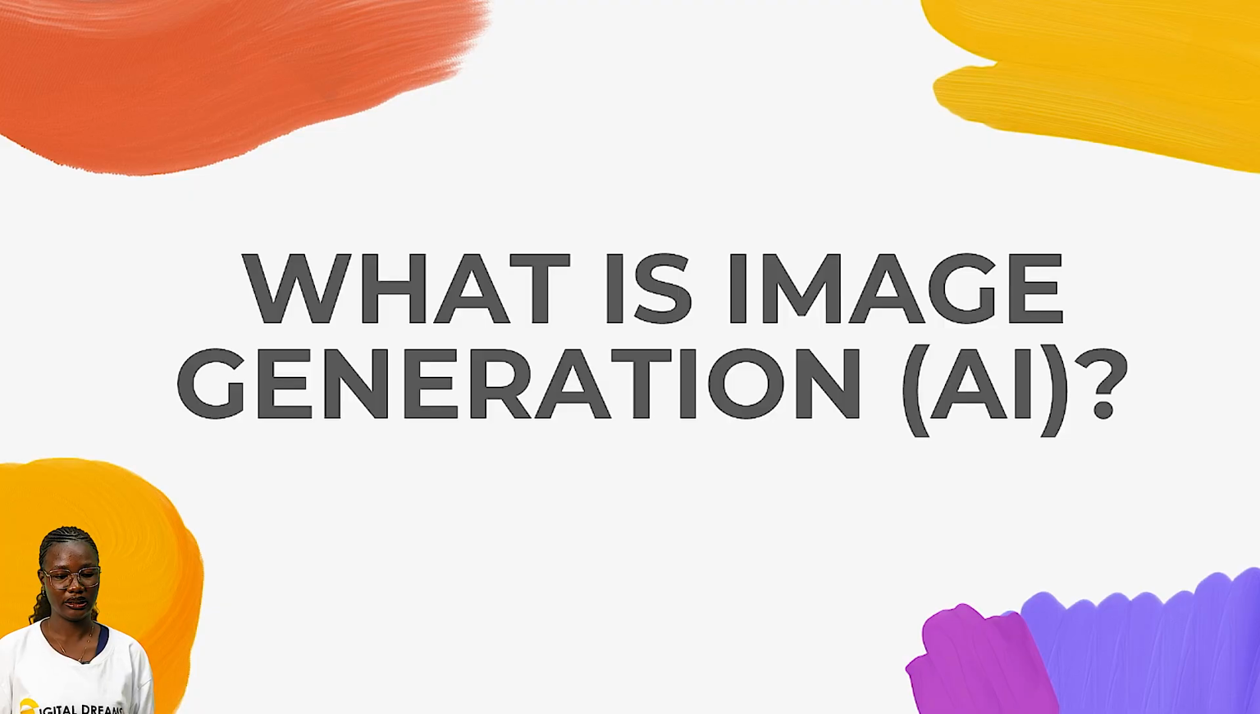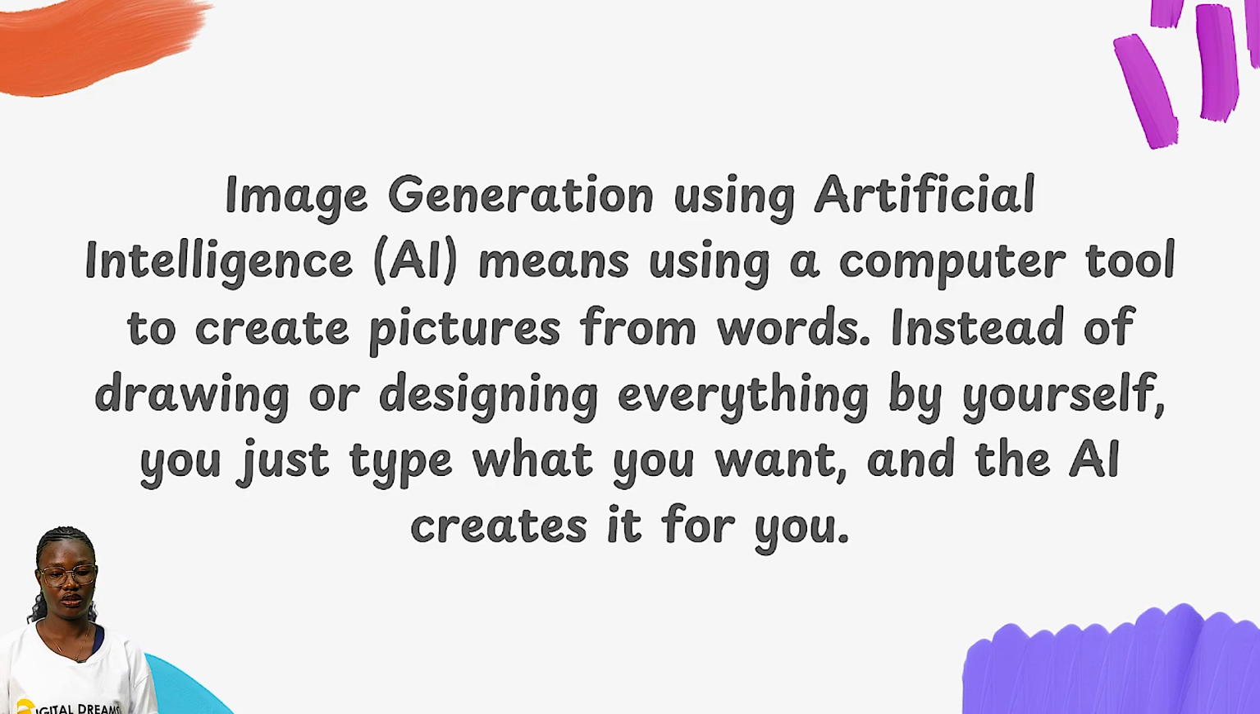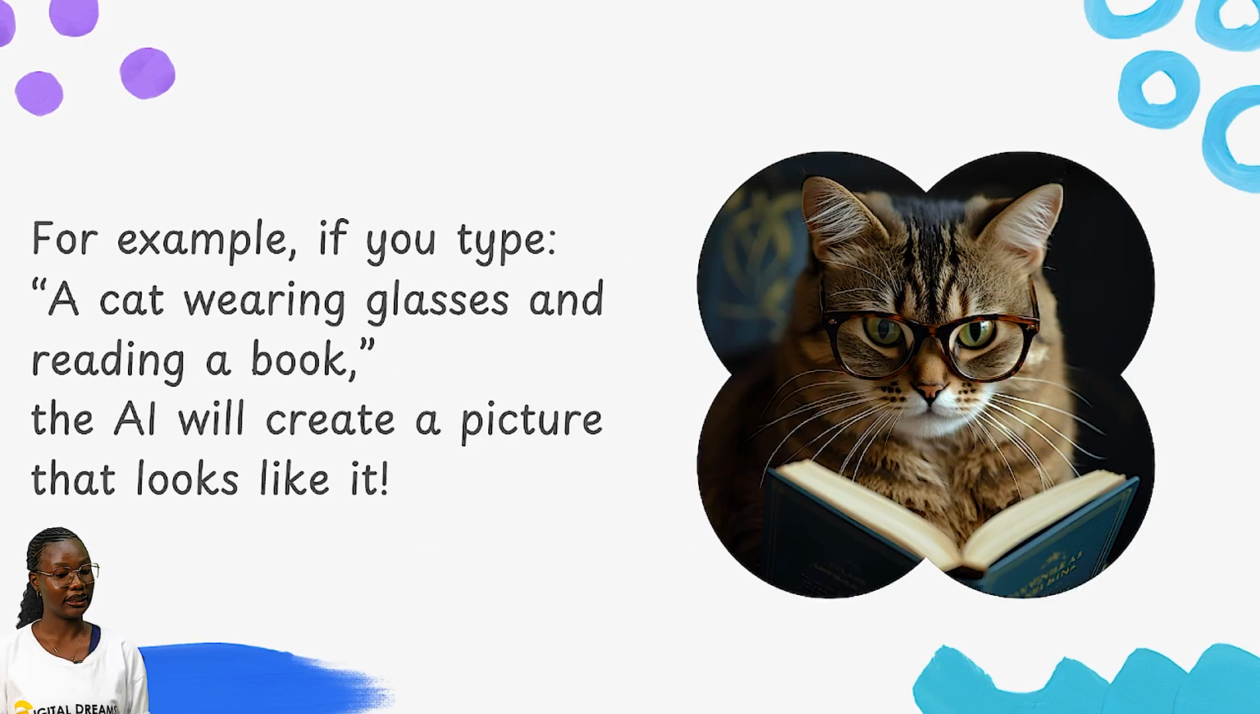All right, so what is image generation? Image generation is using artificial intelligence on your computer to create pictures from words. So instead of drawing or designing everything by yourself, you just type what you want and then the AI creates it for you. It's as simple as that.